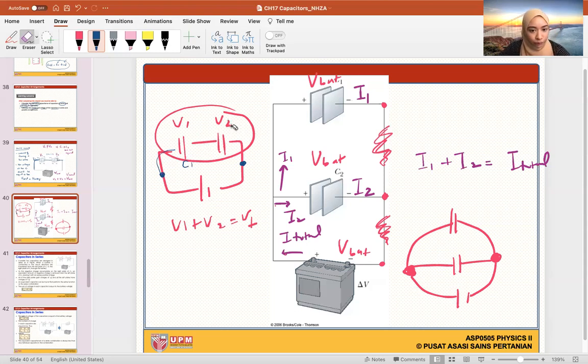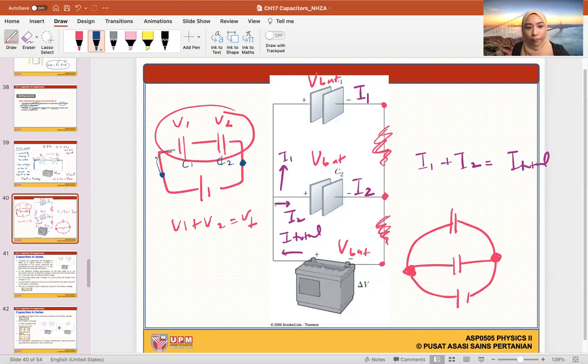What about C2? C2 is connected to one dot, but the other side of the capacitor is not connected to this dot, which means that capacitor number 2 is not in parallel with the battery.